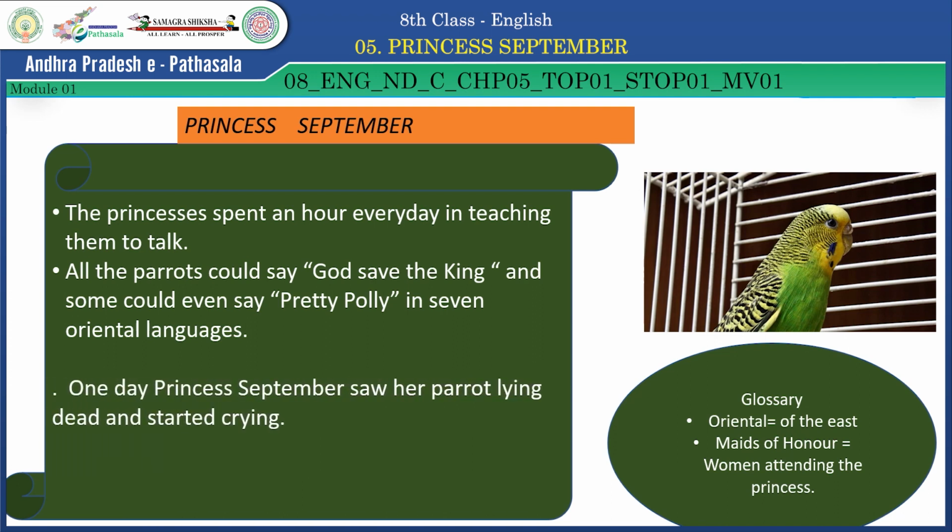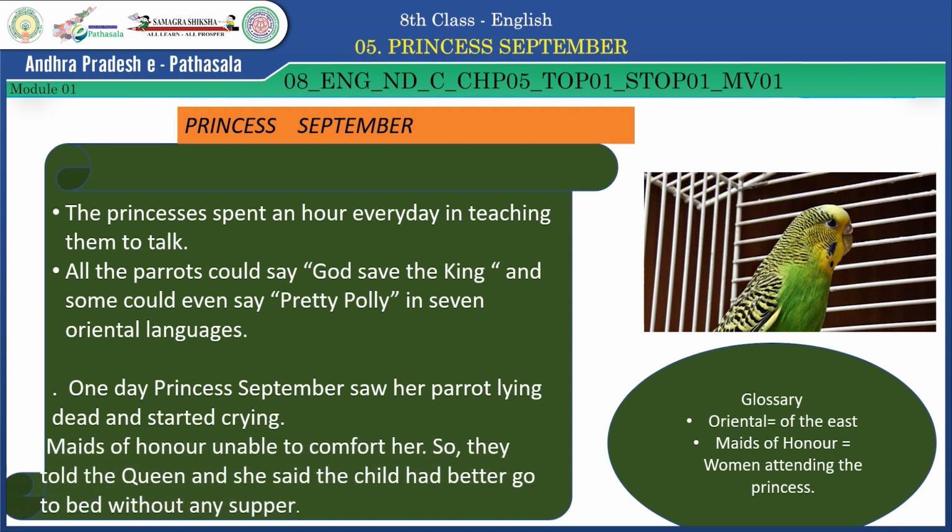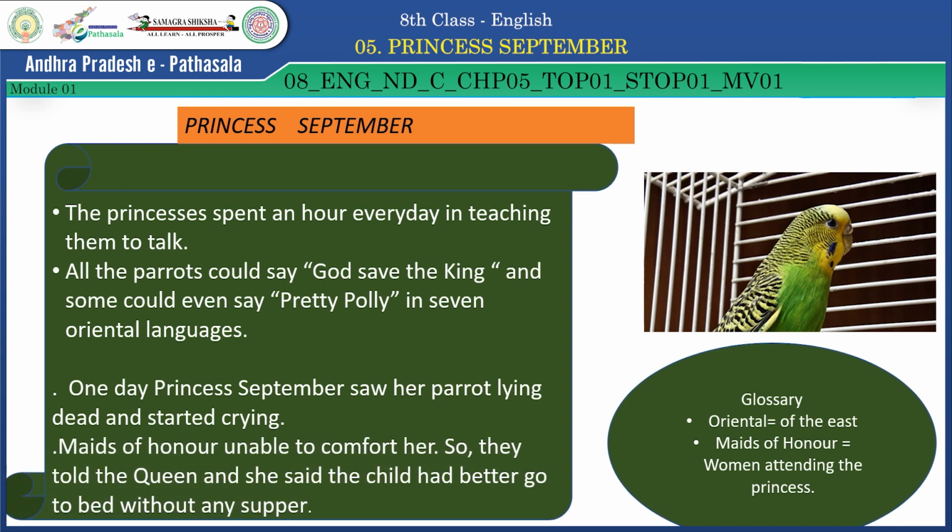One day, Princess September saw her parrot lying dead and started crying. The maids of honor were unable to comfort her. So they told the queen, and she said the child had better go to bed without any supper. Let's see then what happened.